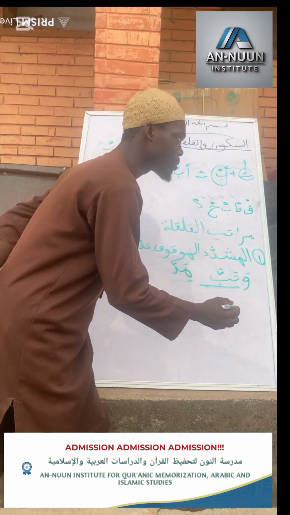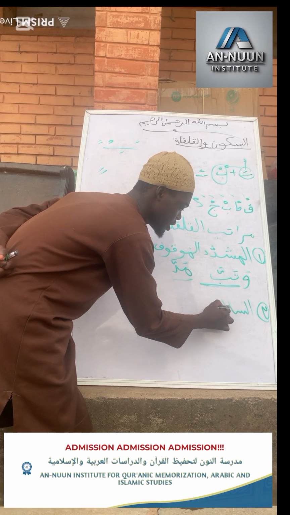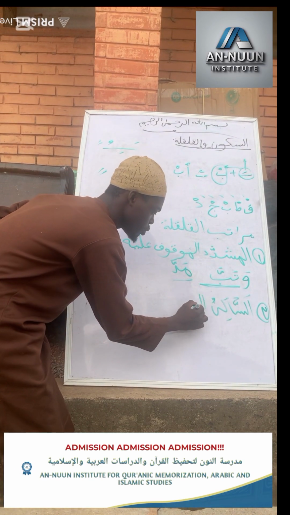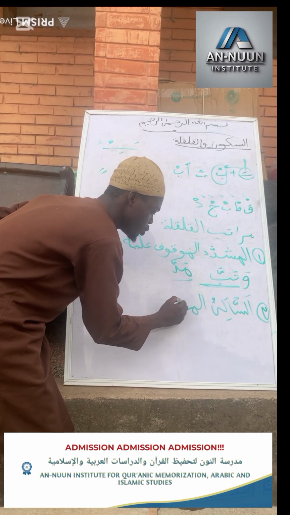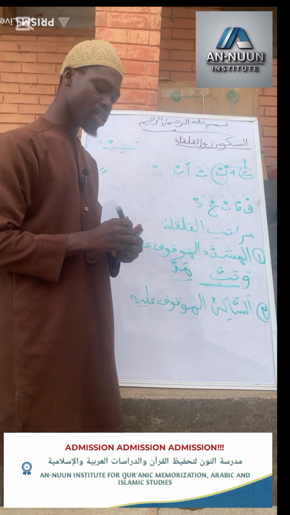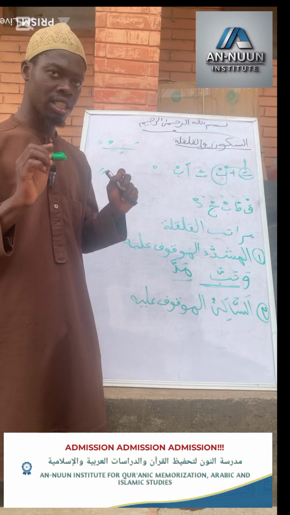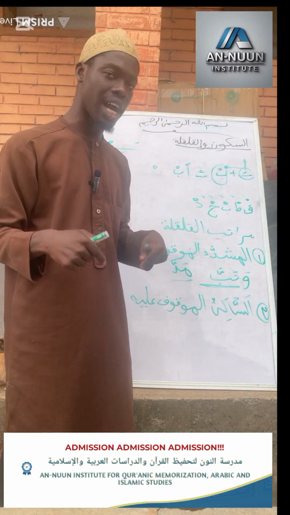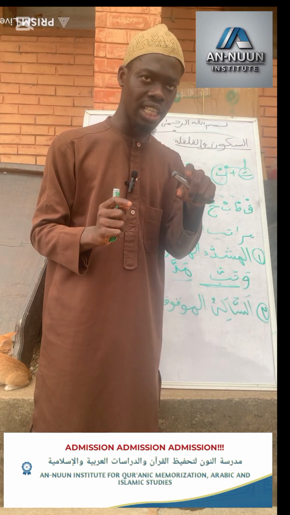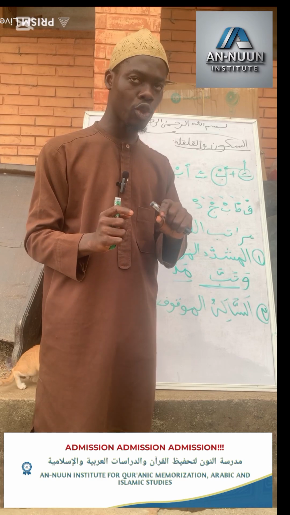The second one is what we have to study: asakin, asakinu, al-mawquf, al-mawqufu alayhi. That is sakin. That word carries sukun. And al-mawqufu alayh is of two types: maybe the sukun is original, or the sukun is not original.